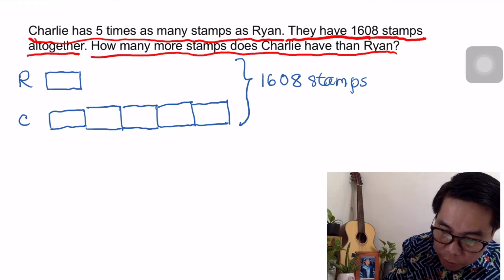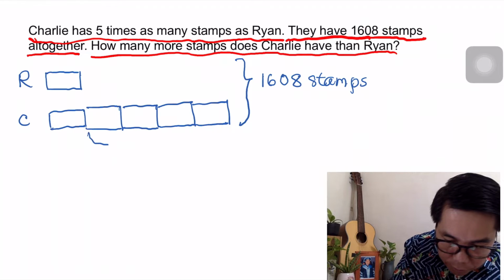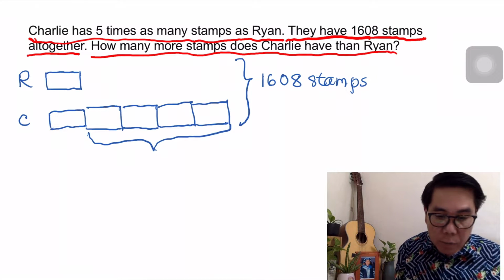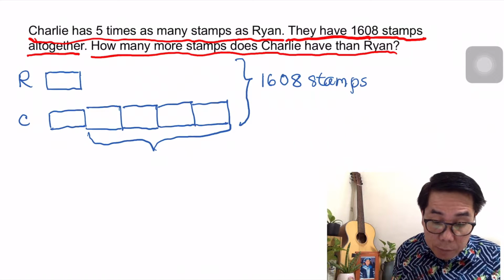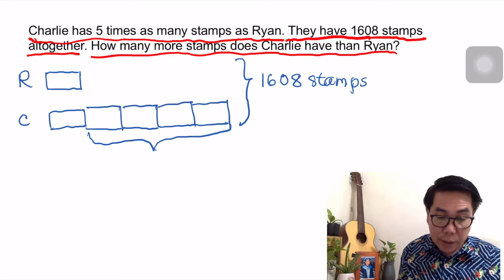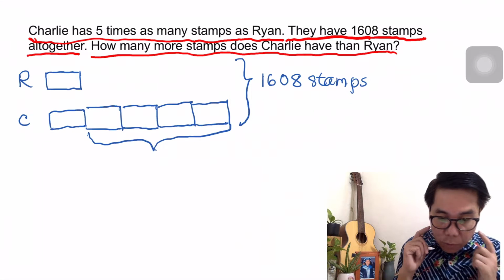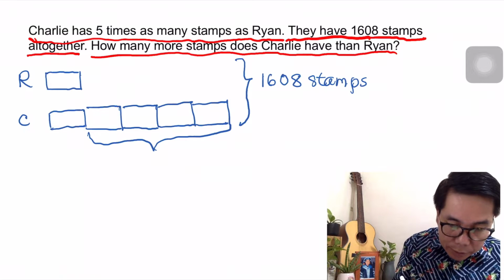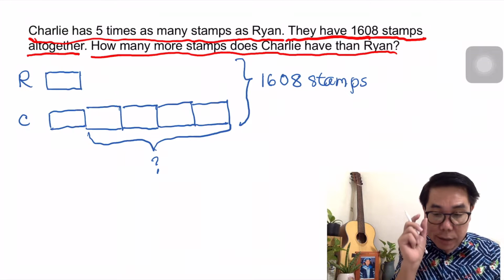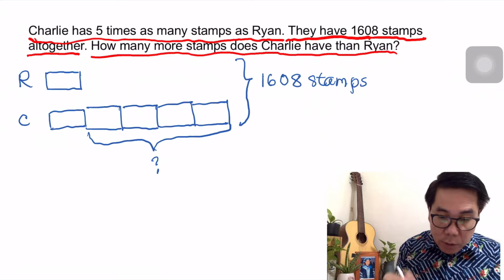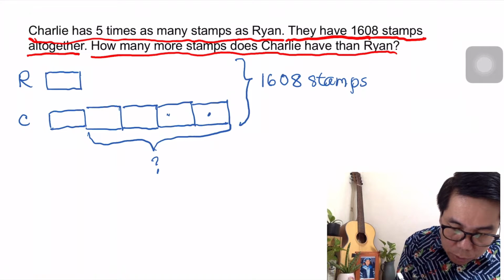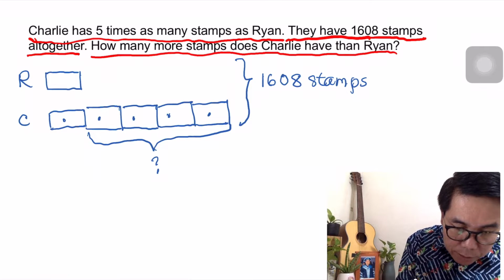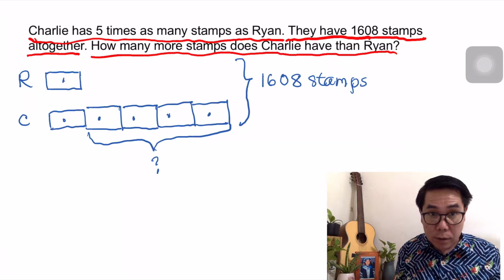So we're looking for how many more. So this one, he is more. He is more by 1, 2, 3, 4 more bars than Ryan. So in this, our target here is to first find out how much is one bar. Since it is divided, 1,608, in all bars we have 1, 2, 3, 4, 5, 6. There are 6 bars in all, or 6 units.